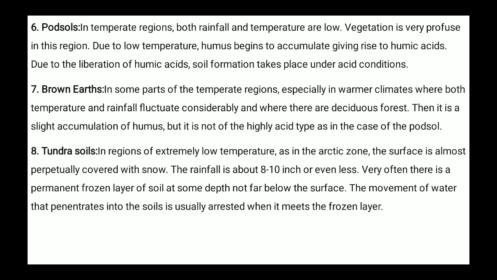So these are the types of soil, from desert soils to tundra soil. This zonal soil is classified into these 8 types, from desert to tundra soil.